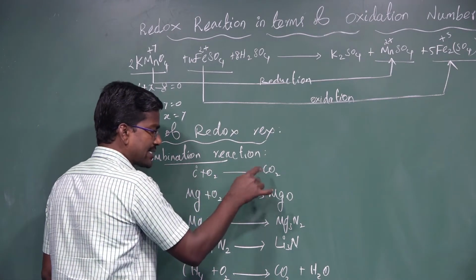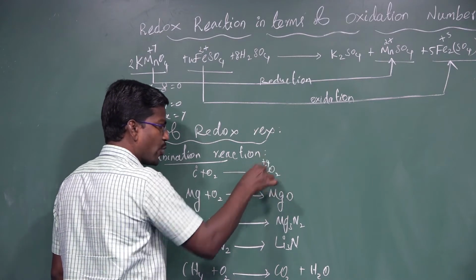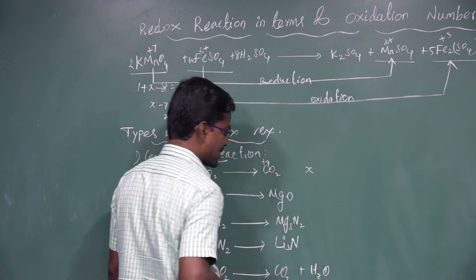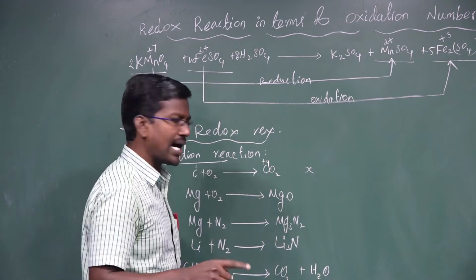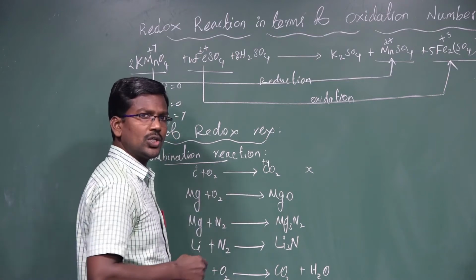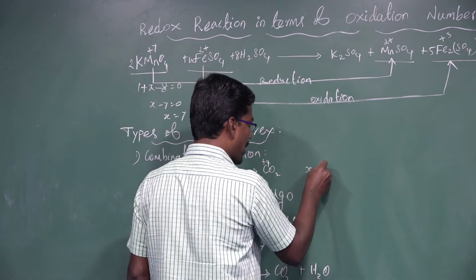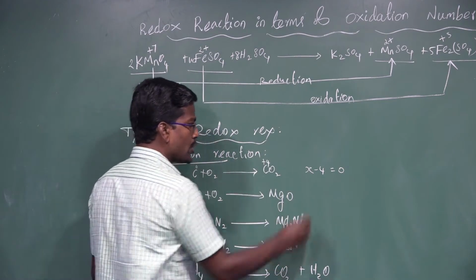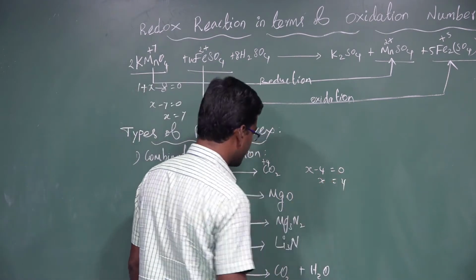In carbon dioxide, carbon exhibits the plus 4 oxidation state. Let carbon be X. The oxidation state of oxygen is minus 2. Here 2 oxygens are there, so 2 into 2 equals 4. So X minus 4 equals 0, because there is no charge on the compound. So X equals 4.